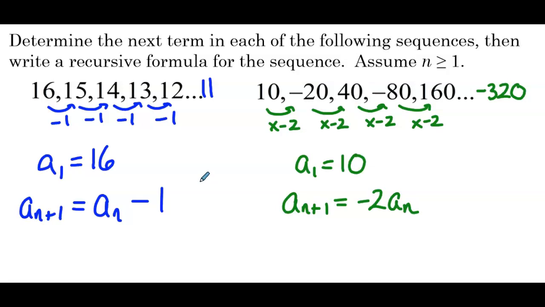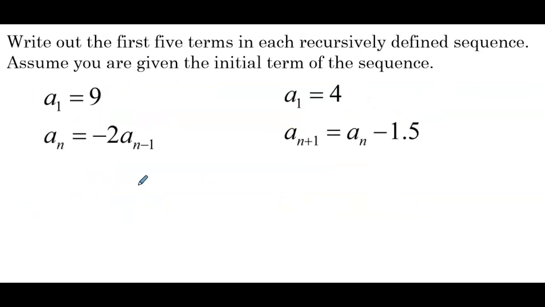Now, so far, we've just come up with the recursive formula based on a given sequence. Now we're going to reverse it. We're going to be given the recursive formula, and we have to write out the sequence. Write out the first 5 terms in each recursively defined sequence. Assume you are given the initial term of the sequence.